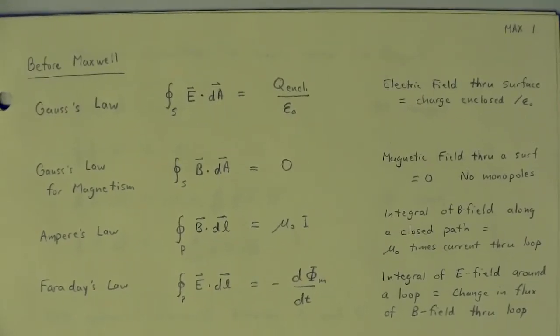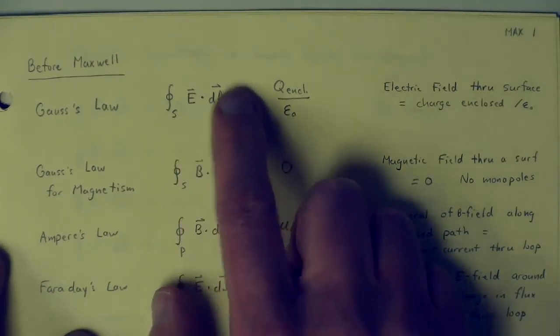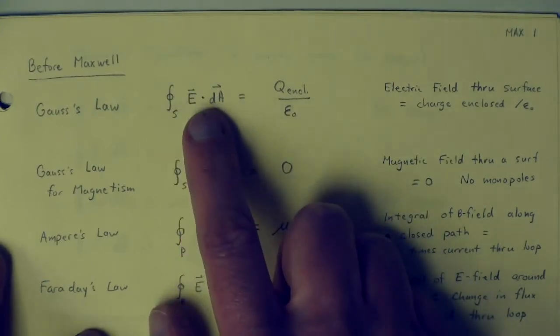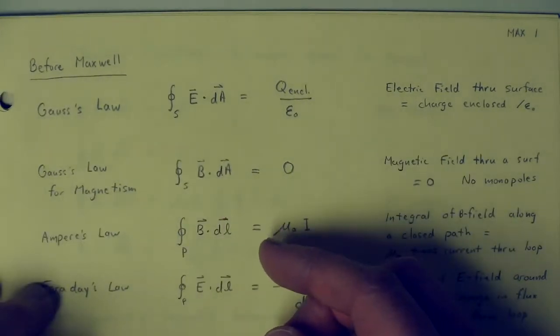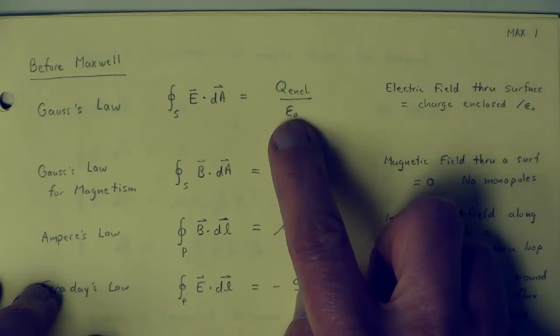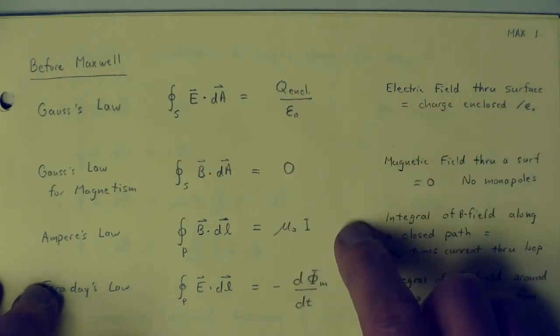So these are the equations. They should sort of look familiar to you. Gauss's law, we've already studied. This is the idea that the flux of the electric field through a closed surface that's enclosing some volume is related to the charge inside that volume divided by epsilon naught. So electric field through a surface equals the charge enclosed.